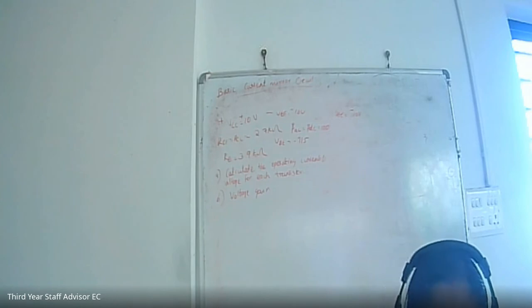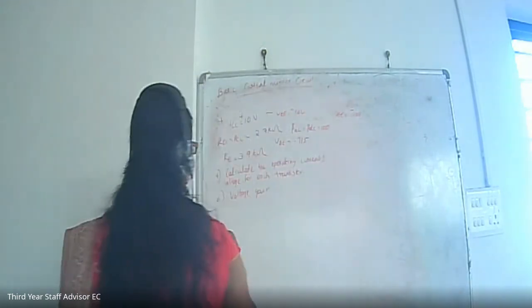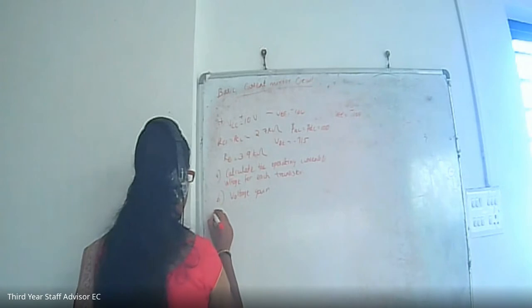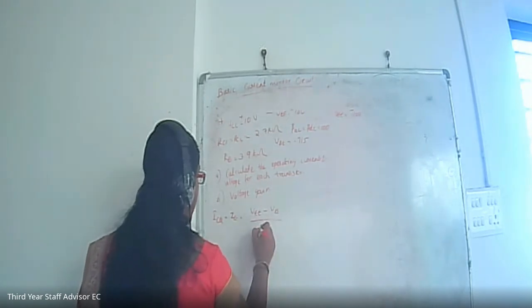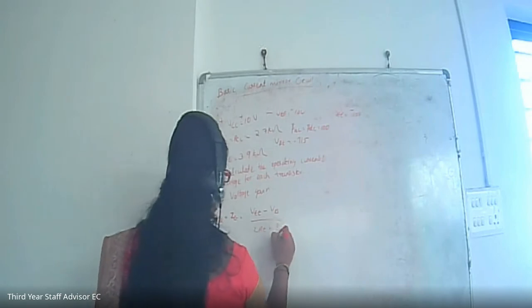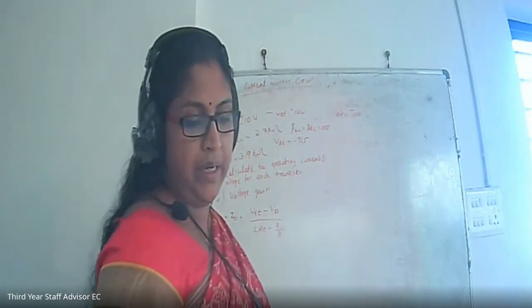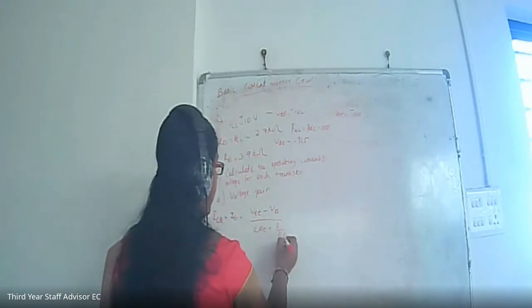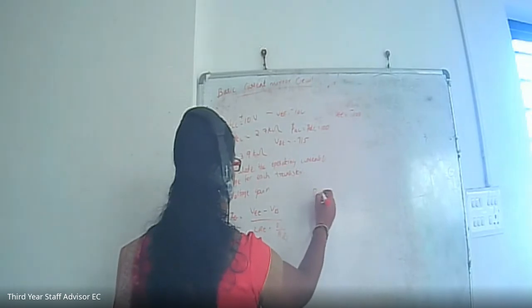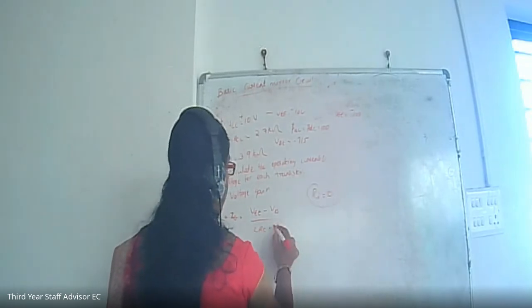In this question RI is not given, which means its value is equal to 0. So your operating current, that is the ICQ value, is equal to IE. The equation is VEE minus VBE divided by 2RE plus RI by beta DC. But here RI equal to 0, so this term will not be here.